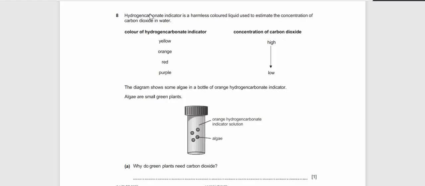Next, question 8. Hydrogen carbonate indicator is a harmless colored liquid used to estimate the concentration of carbon dioxide in water. The color of hydrogen carbonate indicator depends on the concentration of carbon dioxide: yellow when it's high, then orange, red, purple, and when it's purple it shows a low concentration of carbon dioxide. The diagram shows some algae in a bottle of orange hydrogen carbonate indicator. Algae are small green plants. Question 8. Why do green plants need carbon dioxide? 10 seconds.